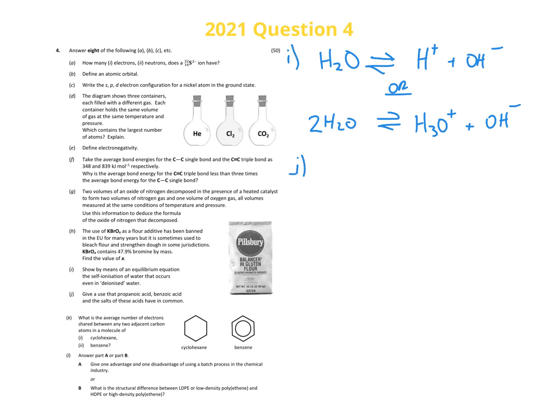Next, on to part J. It says give a use the propanoic acid, benzoic acid, and salts of these acids have in common, and they are all used as flavouring agents.